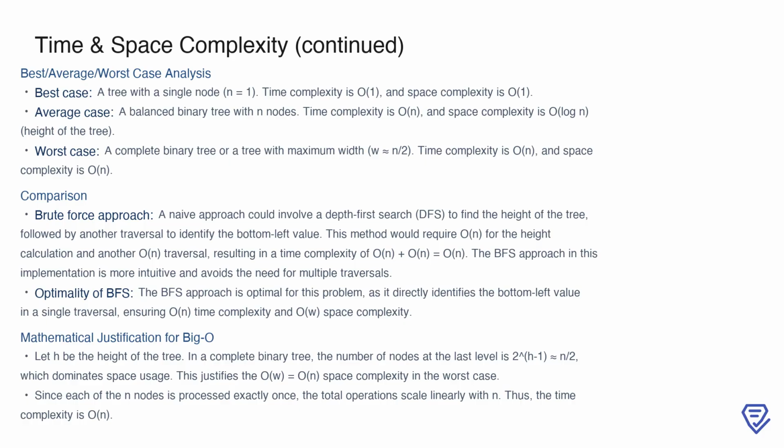The BFS approach, by contrast, is more efficient and straightforward, as it directly identifies the bottom left value in a single traversal. Mathematically, this is justified because for a complete binary tree, the number of nodes at the last level is roughly n/2, dominating the space usage. Similarly, as every node is processed once, the operations scale linearly with n, confirming the time complexity is O(n).